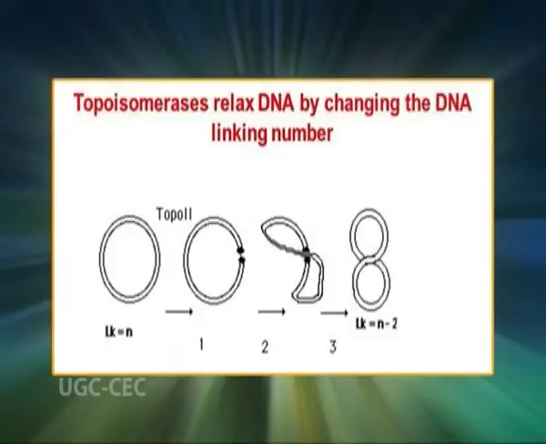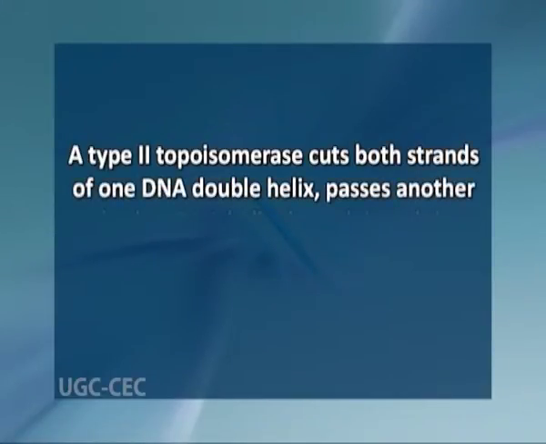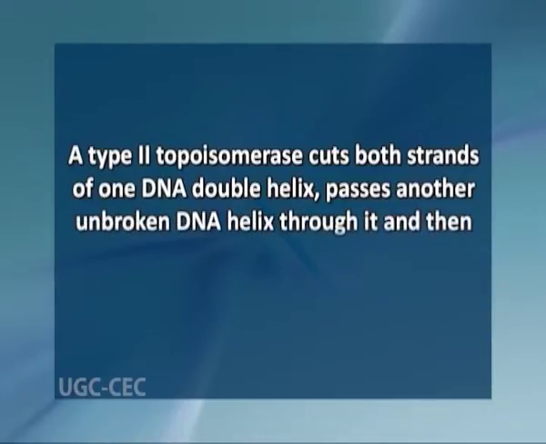Coming to type 2 topoisomerases. Type 2 topoisomerases break both DNA strands and change linking number Lk in increments of 2. A type 2 topoisomerase cuts both strands of one DNA double helix, passes another unbroken DNA helix through it, and then reanneals the cut strands.